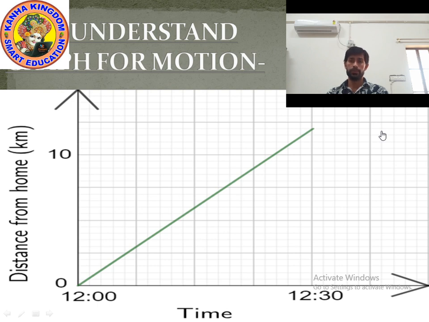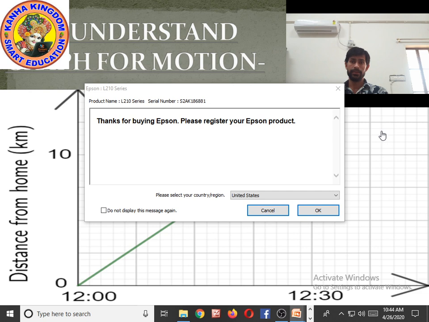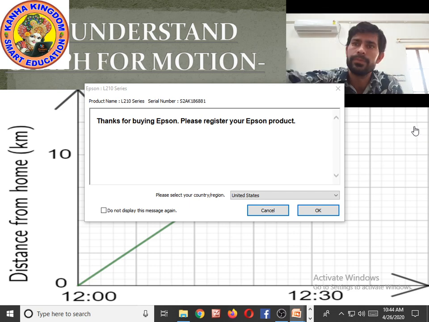Then we will draw the graph. In the graph, the line can be in any shape. It may be zigzag. I hope you understood. And if required, we will take measurement on x-axis and y-axis. Now let's move on to the next point.